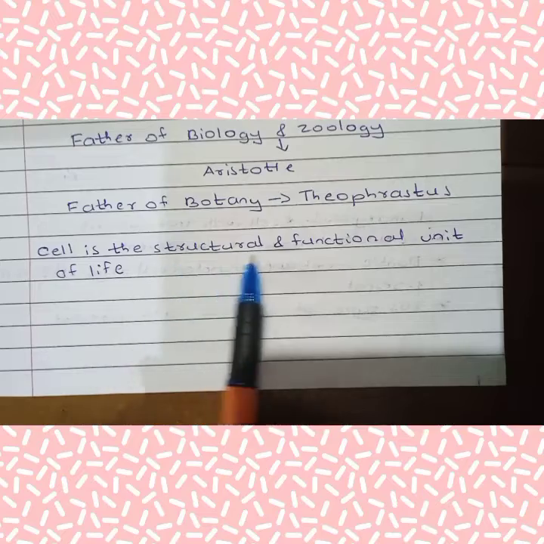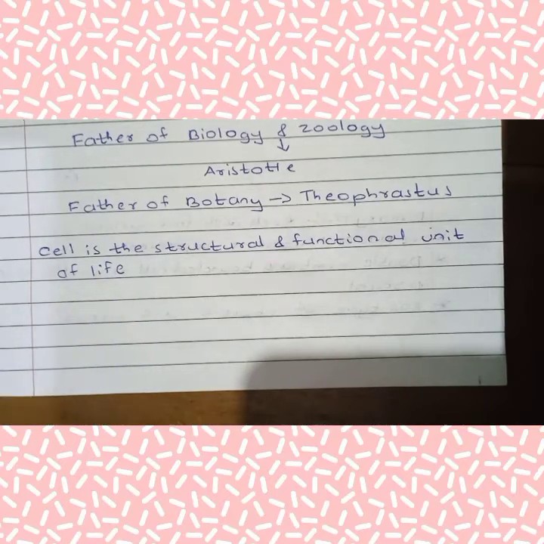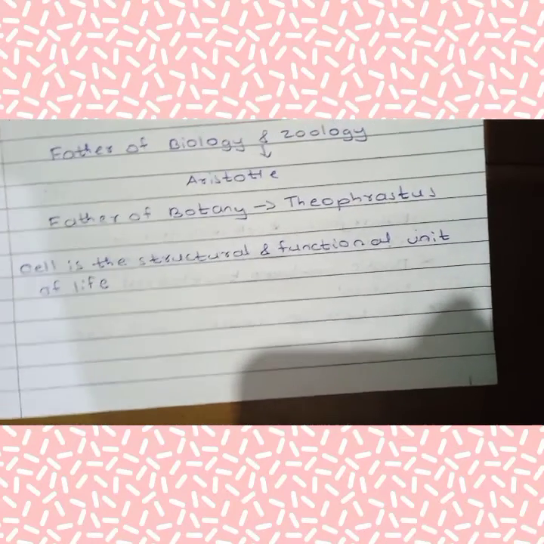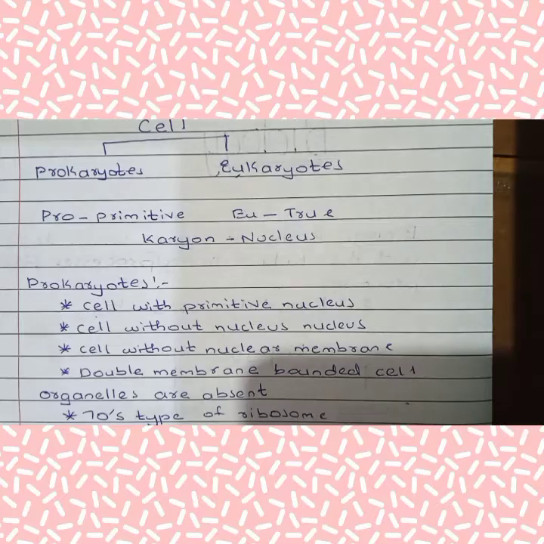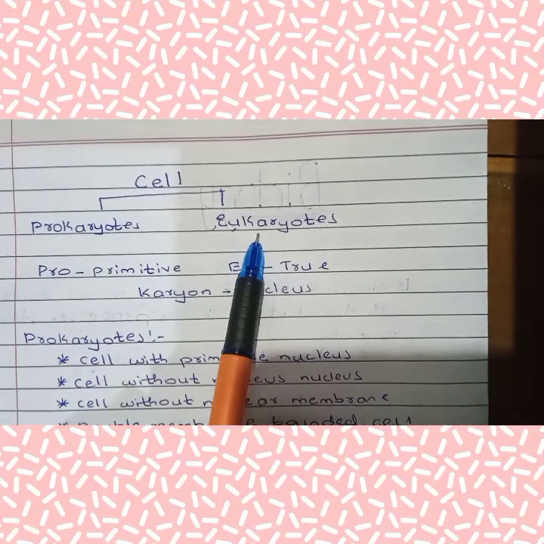Now you should know another thing: what is a cell? Cell is the structural and functional unit of life. It is very important and is the basis of every life. A cell has two types, prokaryotes and eukaryotes.